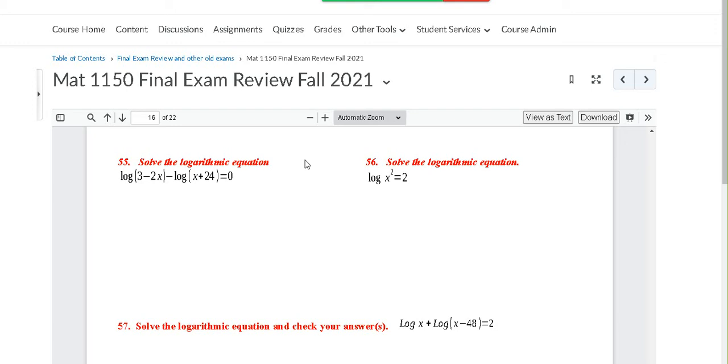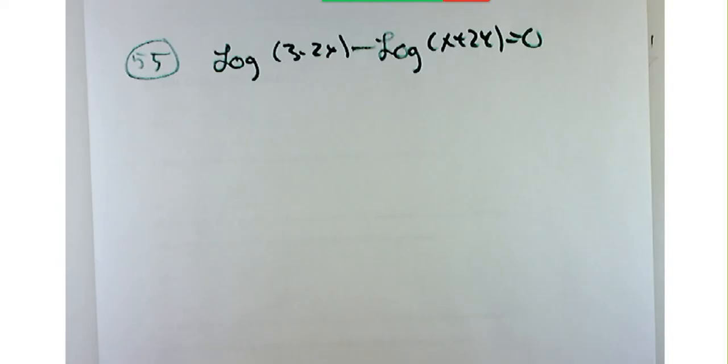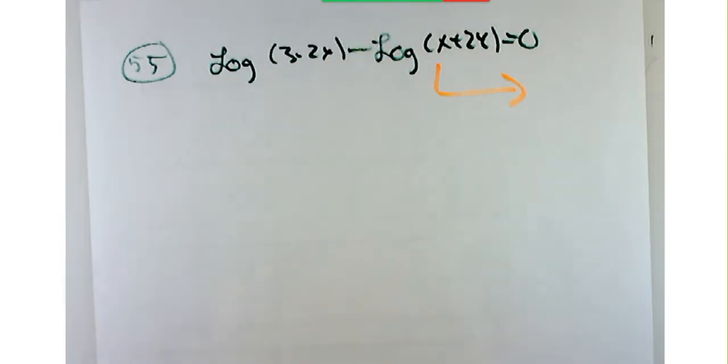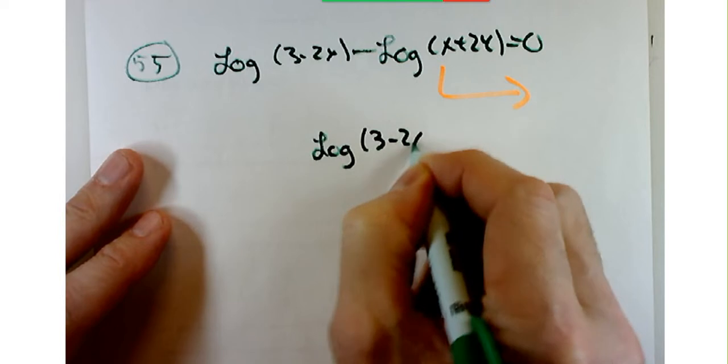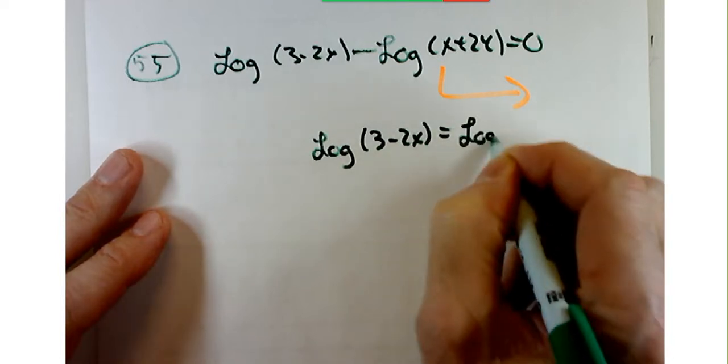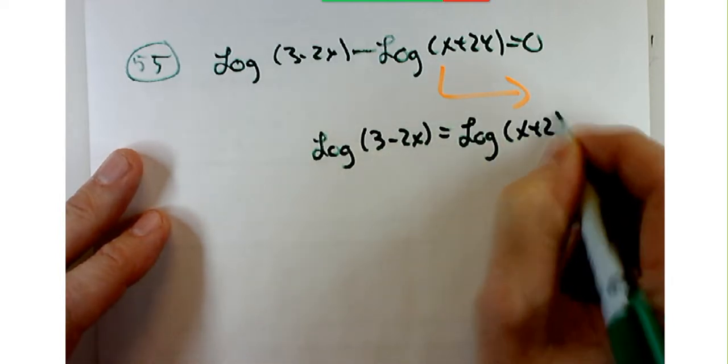Equals 0. Okay, well, this one actually could be done in a couple different ways, but let's do it the easiest way. The way that I want to demonstrate things is I'm going to move that term to the right-hand side. And when I do, I get the log of 3 minus 2x equals the log of x plus 24.